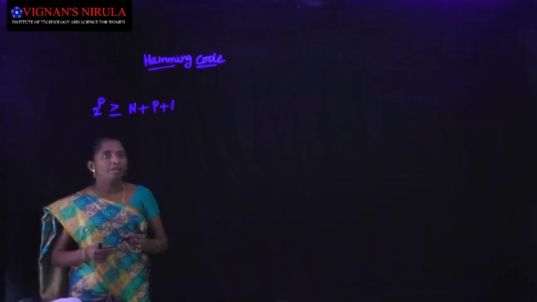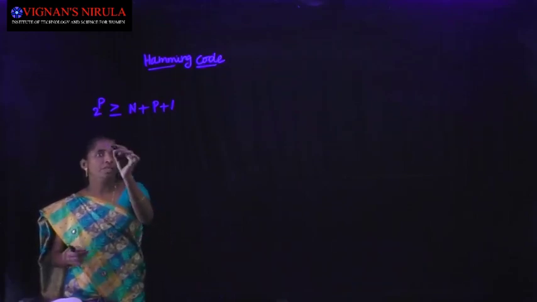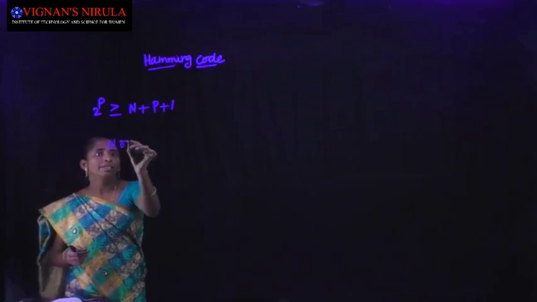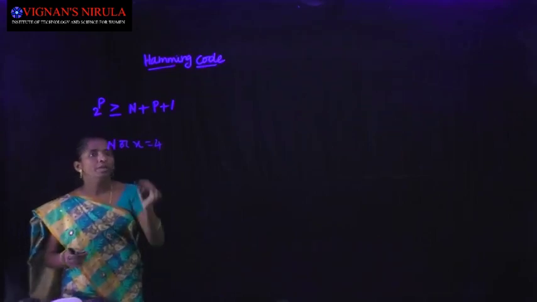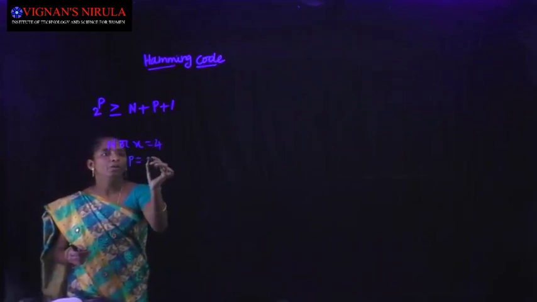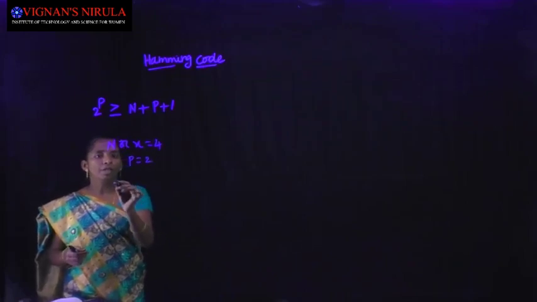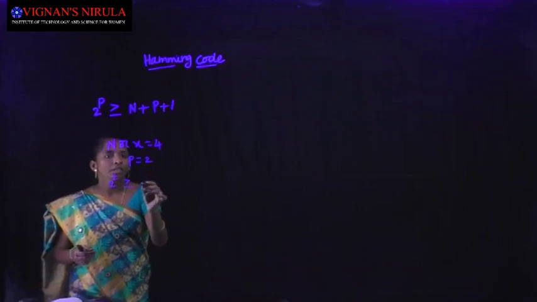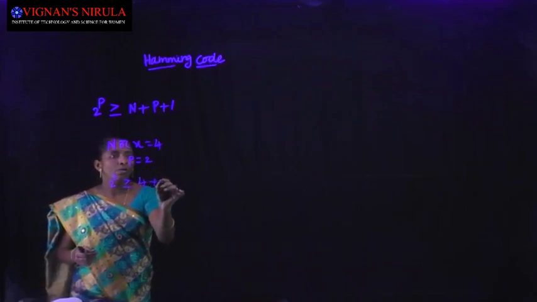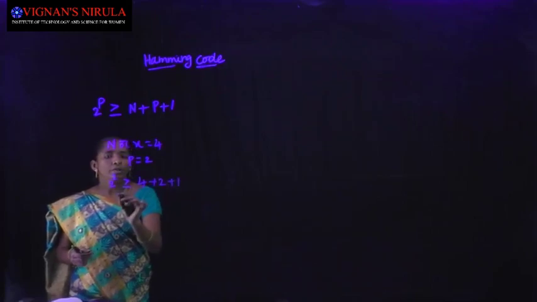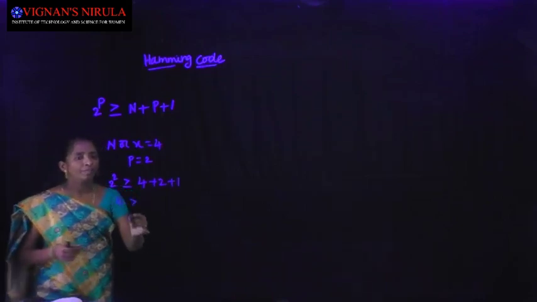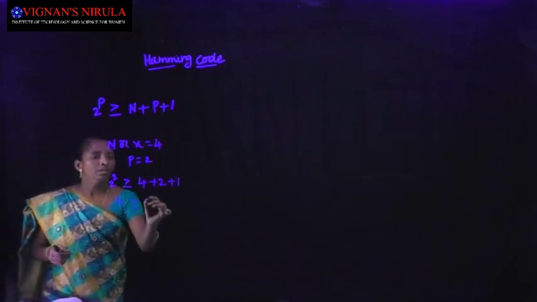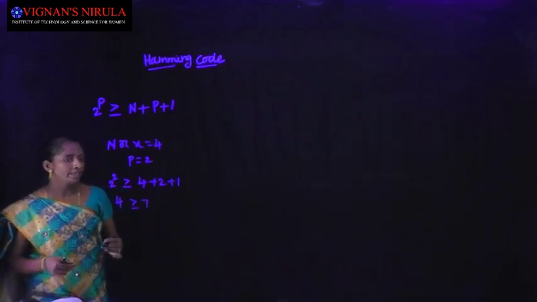For example, if the information bits are 4, that is n equal to 4, then you have to assume p equal to 2. If you take p equal to 2, 2 power 2 greater than or equal to 4 plus 2 plus 1. Here 2 power 2 means 4, and 4 is greater than or equal to 7. So this condition is not satisfied.